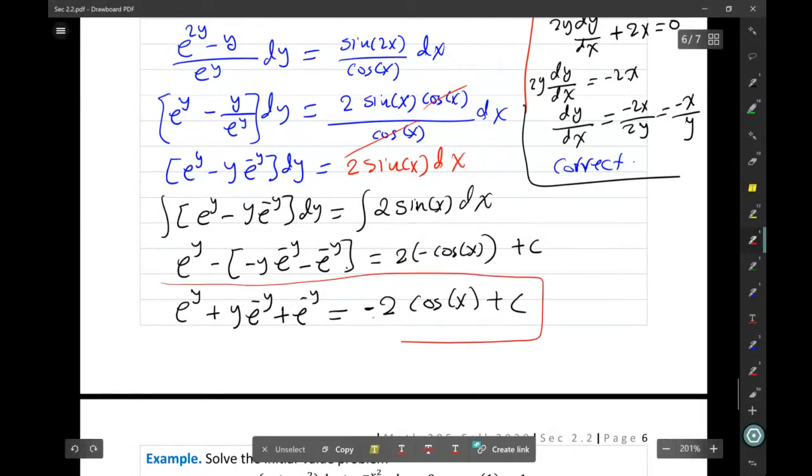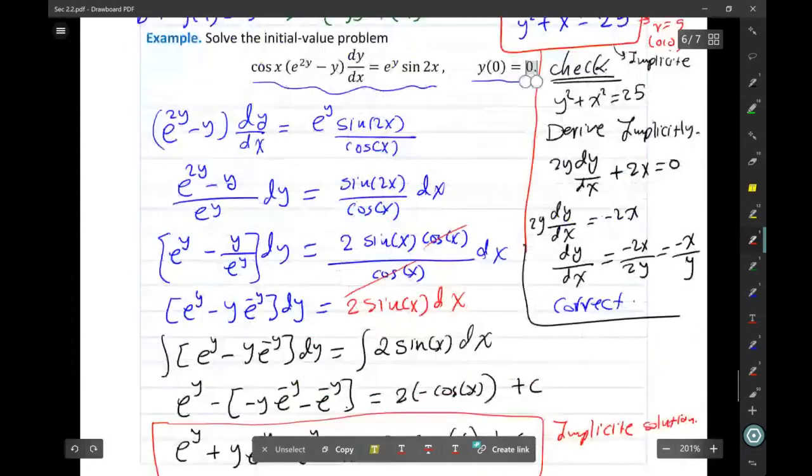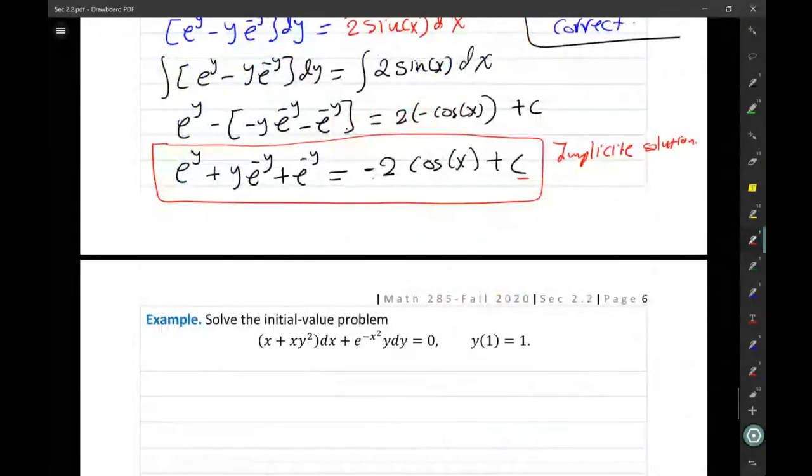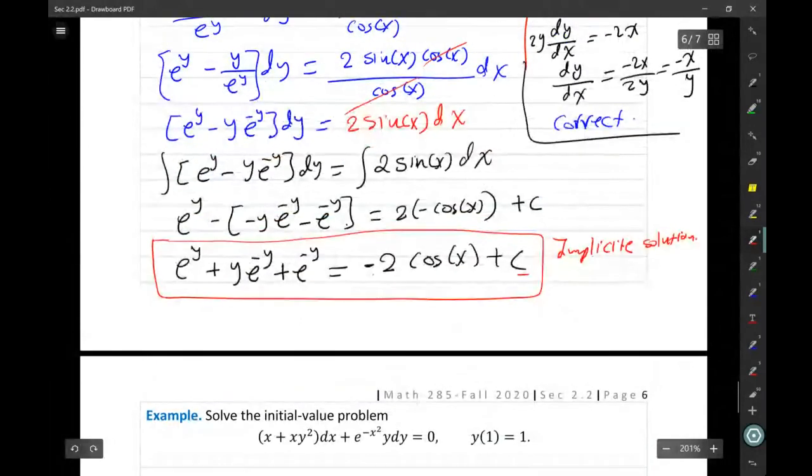Alright. Now you will see we cannot separate y, because I have e to the power y and y e to the power minus y, all of them with no common factor, so this is an implicit solution. But now I need to find the constant. How? I have y of 0 equals 0. So instead of each y, replace 0.